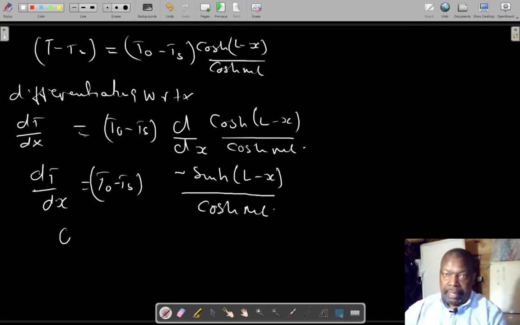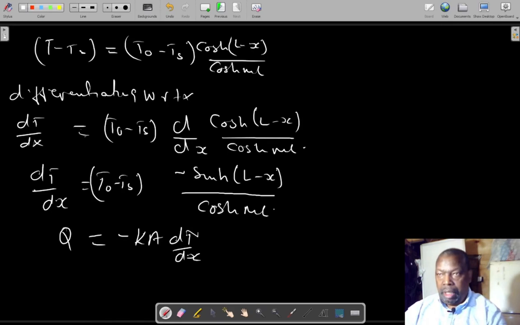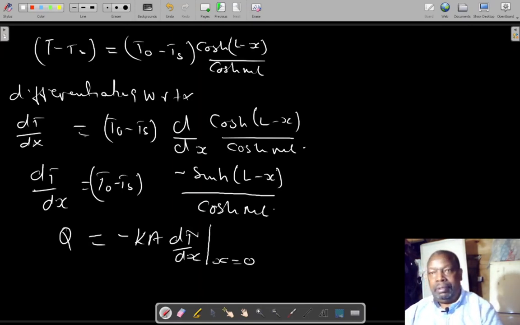Now, our rate of heat flow Q is equal to minus KA dT by dx, according to Fourier's equation. But since dT by dx is a variable, we can decide to evaluate that at x equals 0, and we'll get our rate of heat flow.